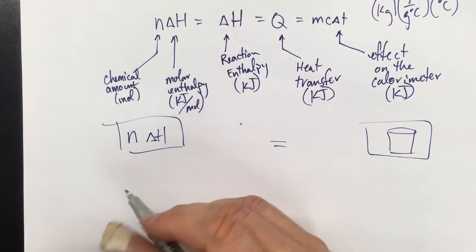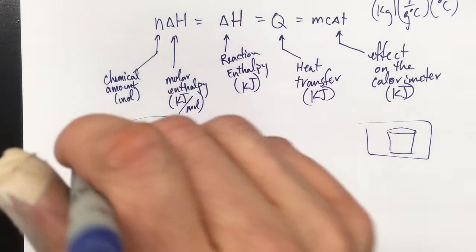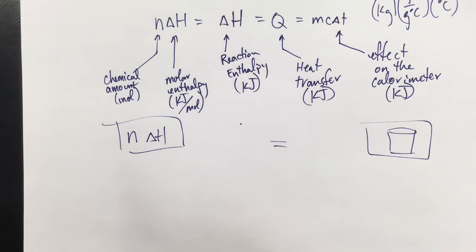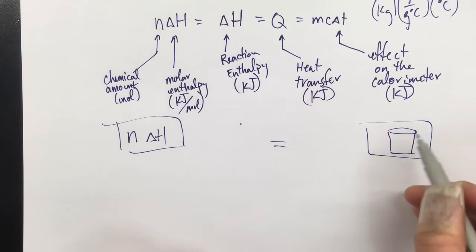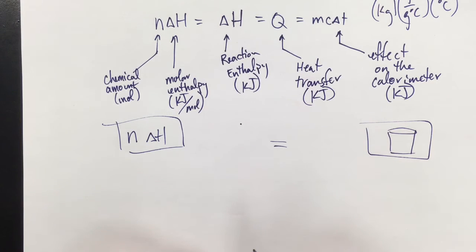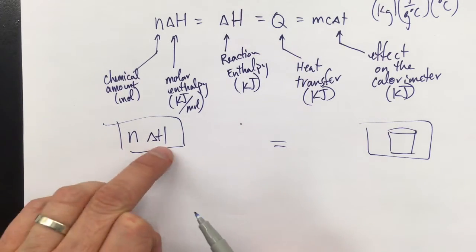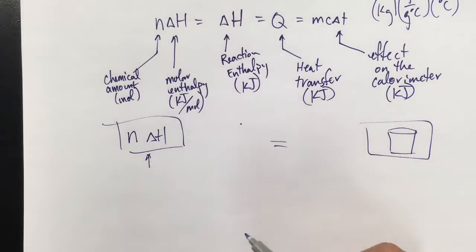This is all based on the concept of conservation of energy. So the energy of this reaction is going to be the same as the energy that caused the change in the calorimeter, as long as we're not losing energy to the environment. And we've got a closed system that we try to make isolated by insulating the reaction vessel. So if we can capture all that heat, then it'll be the same value as the number of moles times the molar enthalpy, which will be the same as the enthalpy, which is the same as the heat transfer, which we measured in the calorimeter.